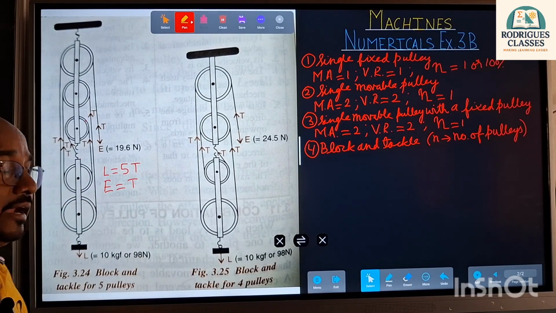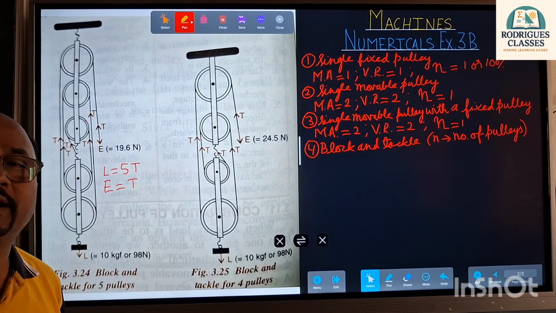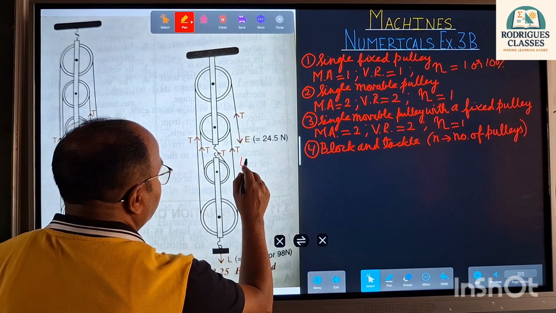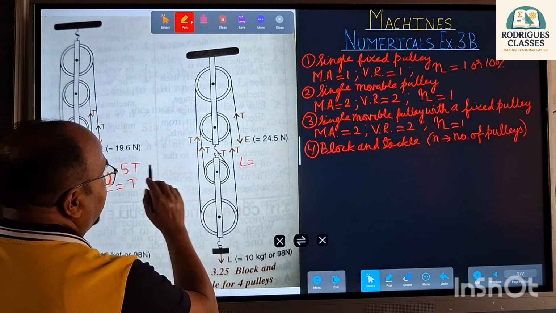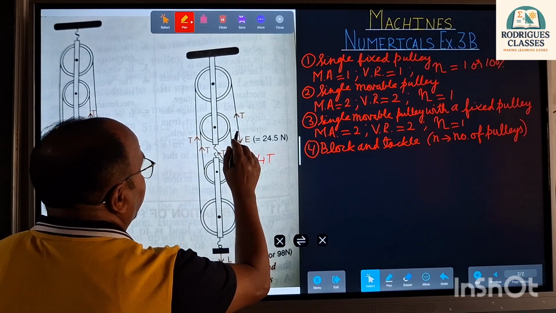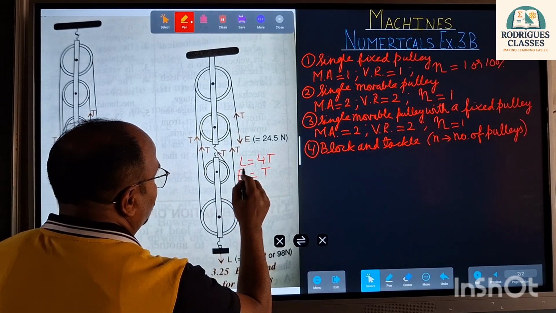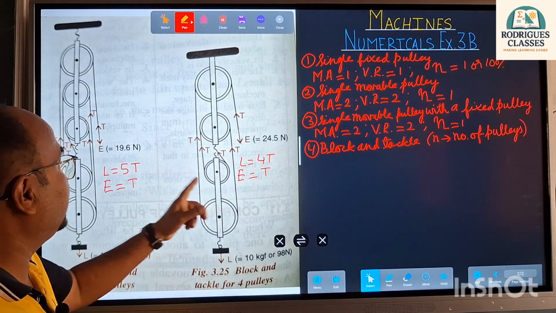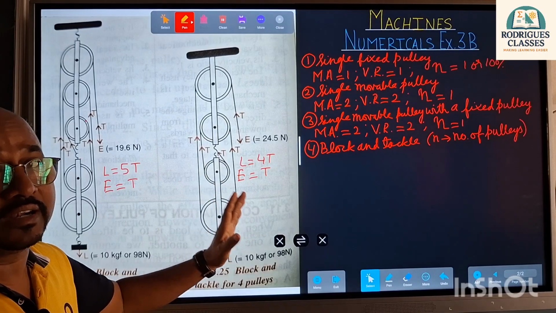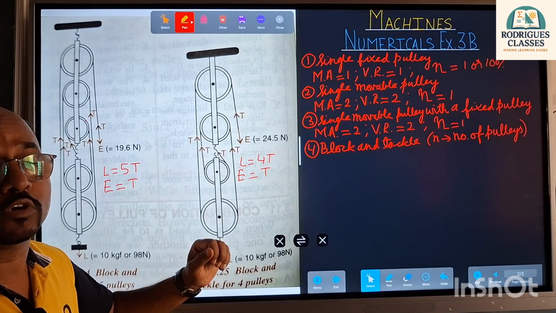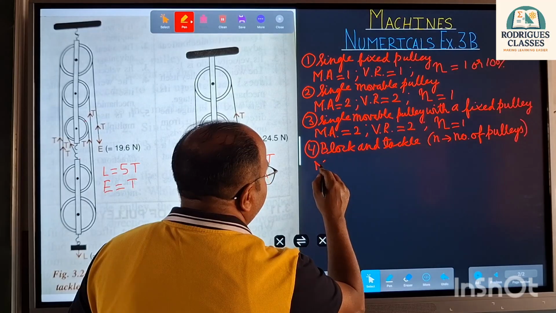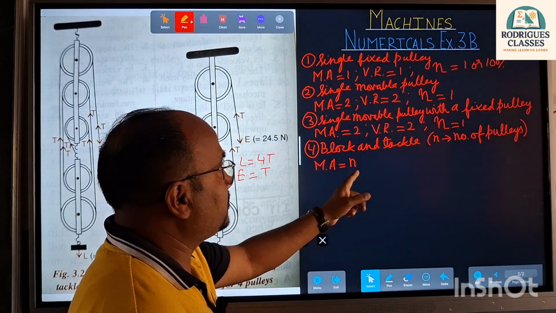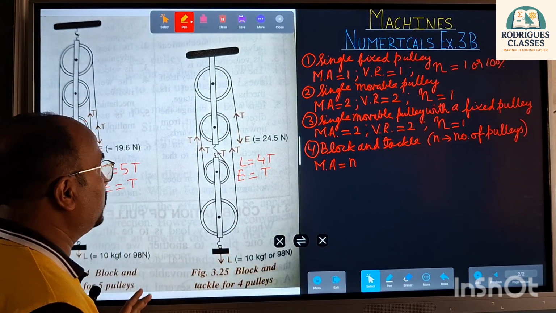So a simple way to relate, whatever is the number of pulleys, mechanical advantage comes to that value only. You can check this here also. Here 1, 2, 3 and here 4, 4T. Effort will be balanced by this T. So load by effort, mechanical advantage will come as 4. So mechanical advantage in these two conditions of the block and tackle system will always come as the total number of pulleys. So we write here mechanical advantage equals N. N stands for the number of pulleys, that is the total number of pulleys.